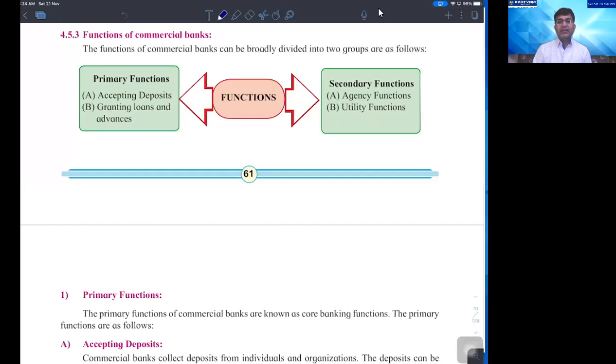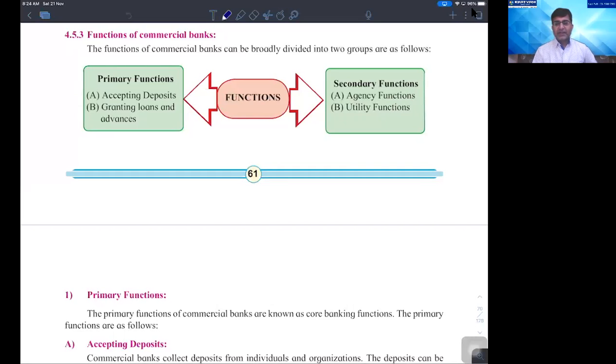Basically, banking is very important from the perspective of any and every country, because banking brings in the mobilization of savings in the market. Why or what is this mobilization of savings? Understand carefully.